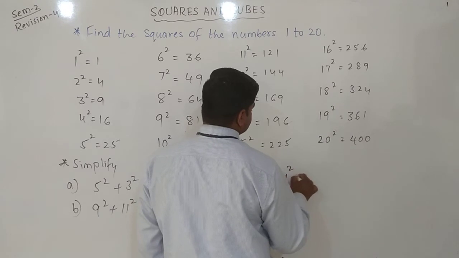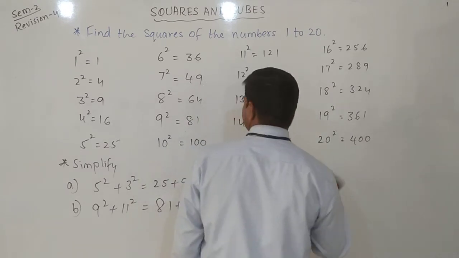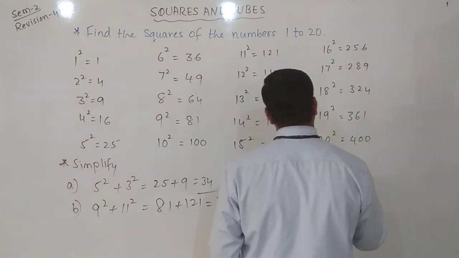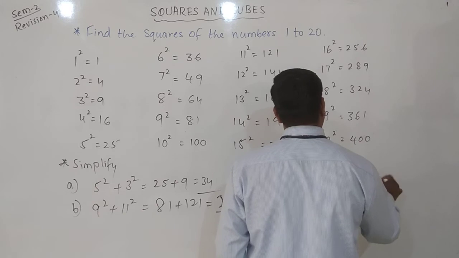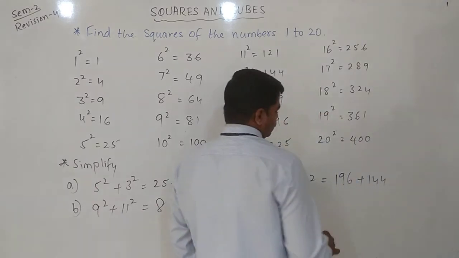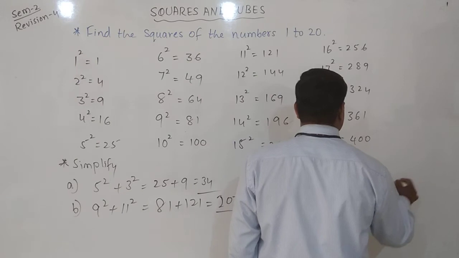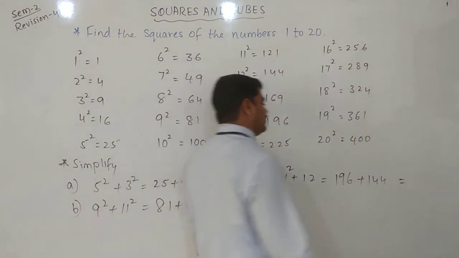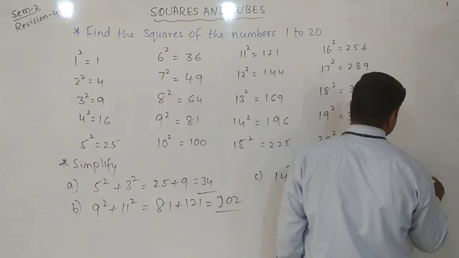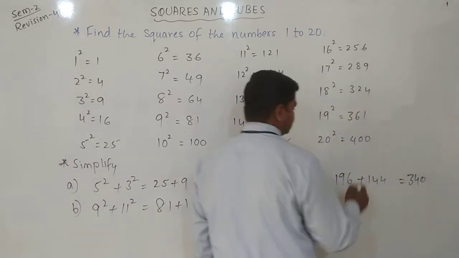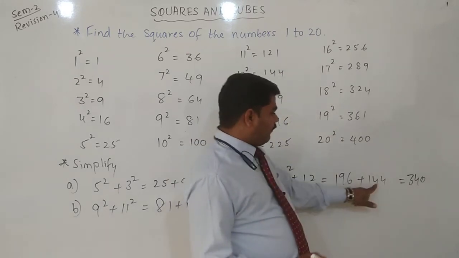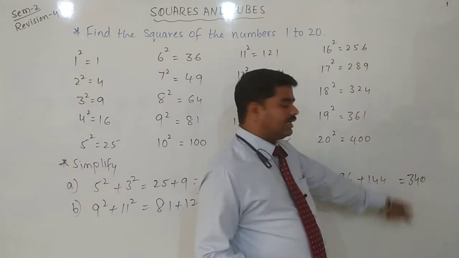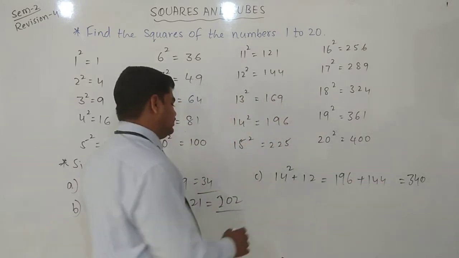14 square plus 12 square. 14 square we can write 196 plus 144. Yes, what is the answer? 196 plus 4 is 200, plus 140, 340. Yes or no? 4 plus 6 is 10, 1 carry. 1 plus 9 is 10, 10 plus 4 is 14, again 1 carry, so 340. Yes.